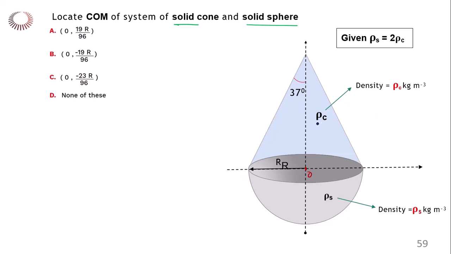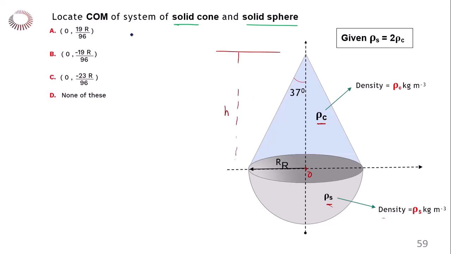Let us say the mass of the cone is how much? Mass of the cone is volume into density. Now what is the volume? That is 1 by 3 pi r square into h. Let us say this is the h number. H is the height of the cone, and the radius of the cone is given. Similarly, the radius of the solid sphere is also r.